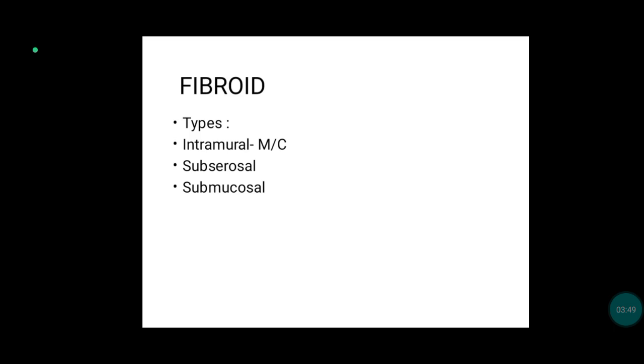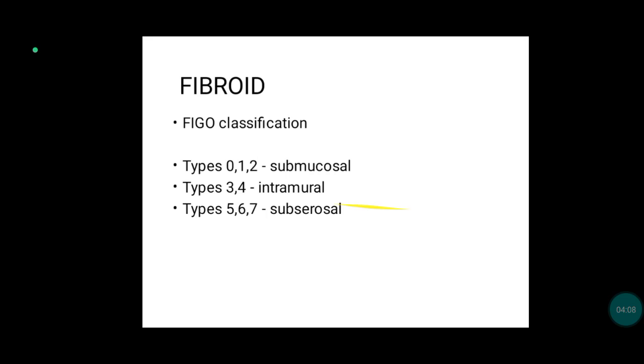So regarding the types of fibroid, there are actually three types of fibroid: intramural, subserosal, and submucosal. Intramural is the most common type of fibroid, and submucosal is the least common type of fibroid. All the fibroids will begin with intramural type. So next is FIGO classification. Here types 0, 1, 2 are submucosal. Types 3 and 4 will be intramural. Type 5, 6, 7 will be subserosal. Type 8 will be cervical.